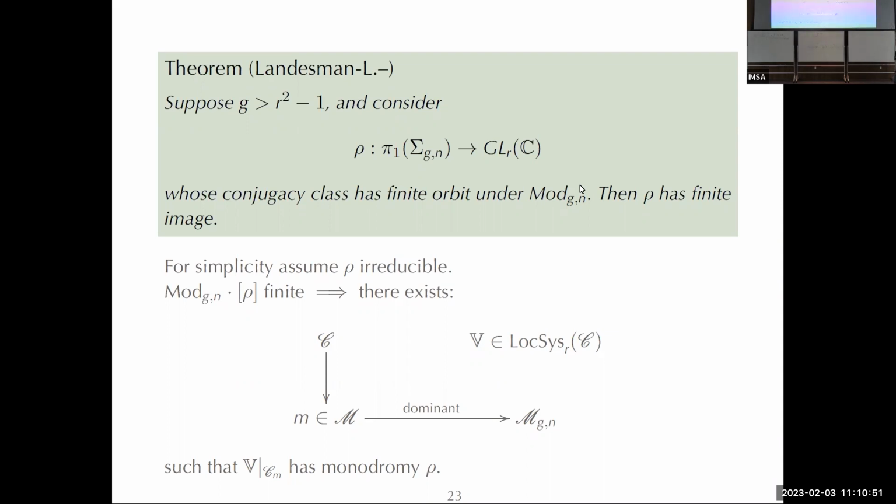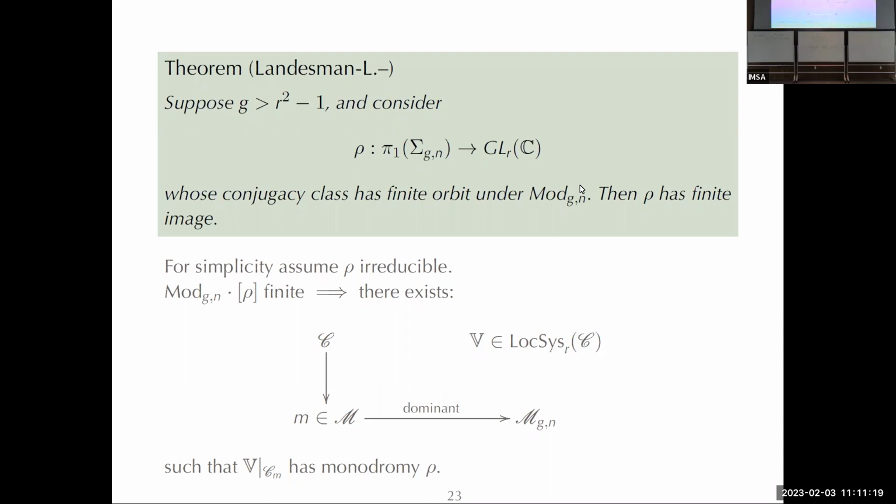So one can just directly construct something. This object V really reflects the properties of rho. For example, if rho has finite image, then V does also. If you take the kernel of the action, you get a finite cover of M_g,n, and there rho goes to a projective representation.